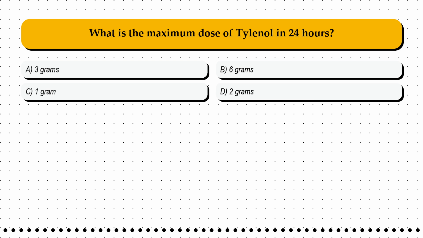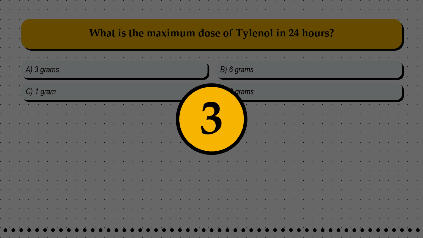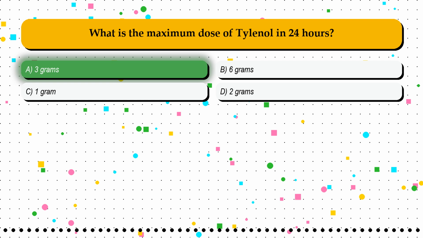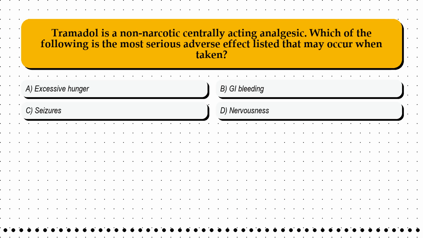Question 284. What is the maximum dose of Tylenol in 24 hours? Option A. 3 grams. Option B. 6 grams. Option C. 1 gram. Option D. 2 grams. The correct answer is option A. 3 grams. Question 285. Tramadol is a non-narcotic centrally acting analgesic.